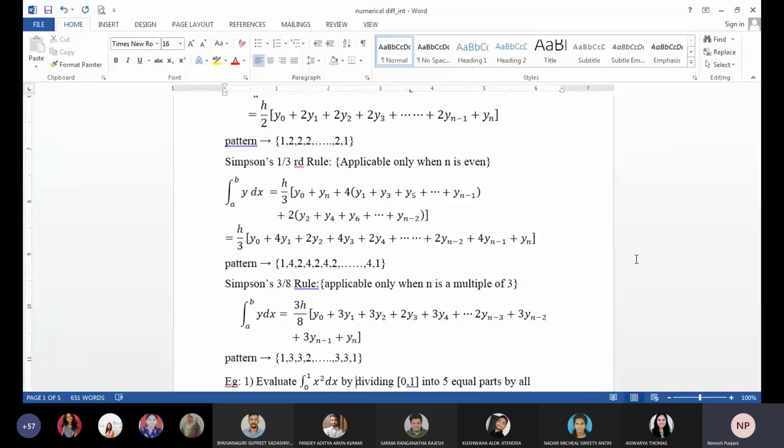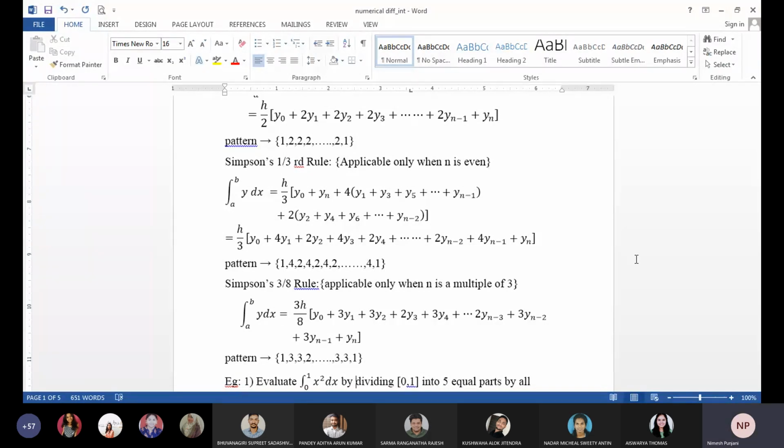So the sequence or the pattern of the coefficients would be 1, 3, 3, 2, 3, 3, 2, and lastly you will get 3, 3, 1.